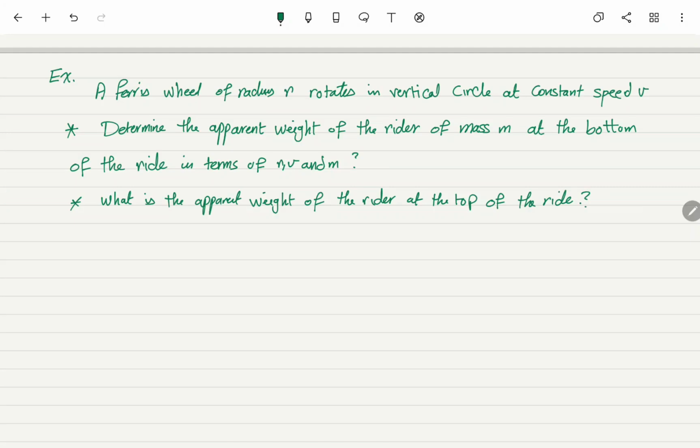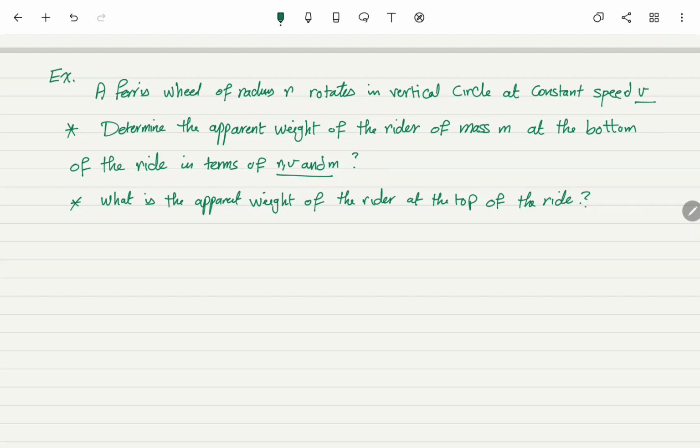Now let's discuss another example of vertical uniform circular motion. It's a Ferris wheel. So let's have an example here. In this example, a Ferris wheel of radius r rotates in a vertical circle at constant speed v. Determine the apparent weight of the rider of mass m at the bottom of the ride in terms of r, v, and m. And again, what is the apparent weight of the rider at the top of the ride in terms of the same parameters r, v, and m.